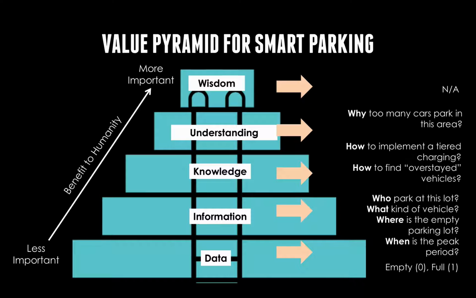All of this information needs to be gathered at the bottommost part of the value pyramid. So from there, you will understand what kind of sensors you need to put in place, in this case, smart parking. So if you want to know who, you must have a certain ID. If you want to know what kind of vehicle, you also need some identification about that kind of vehicle.